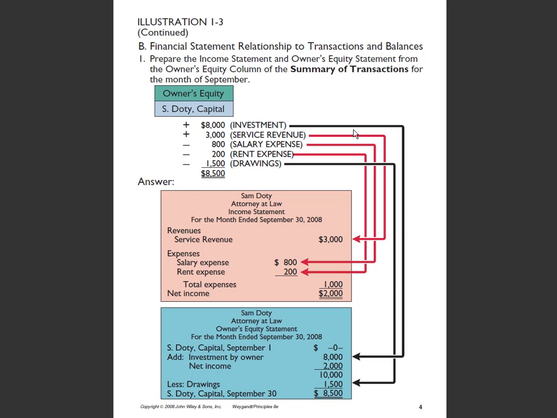And the $8,000 investment comes down here to the owner's equity statement, which tells you what has changed in the equity of the business. So basically, we started with 0, we added the 8,000, we added the 2,000 net income to come up with 10,000. However, in one of those scenarios, the owner withdrew $1,500, and that gets our ending balance.